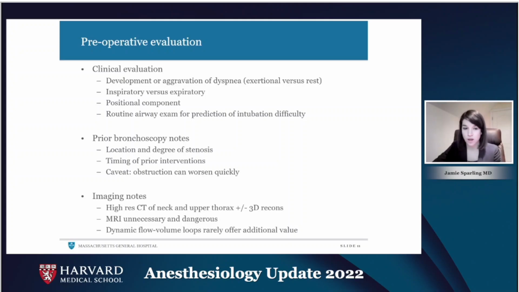In most patients, an MRI is unnecessary, and it may be dangerous due to the remote location and the long length of the procedure in a patient with a critical airway. And while we reviewed them earlier, dynamic flow volume loops probably offer little value in addition to the careful clinical exam that we spoke of.